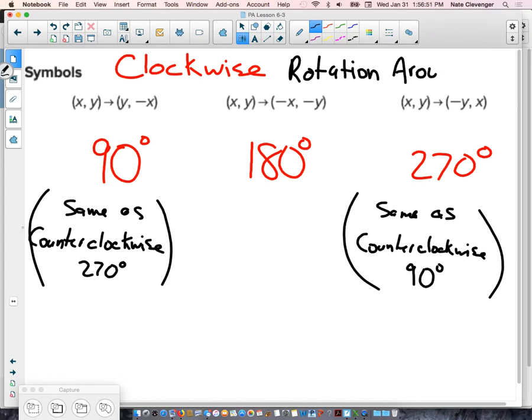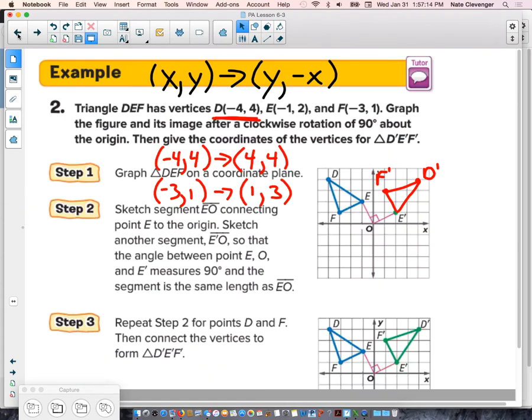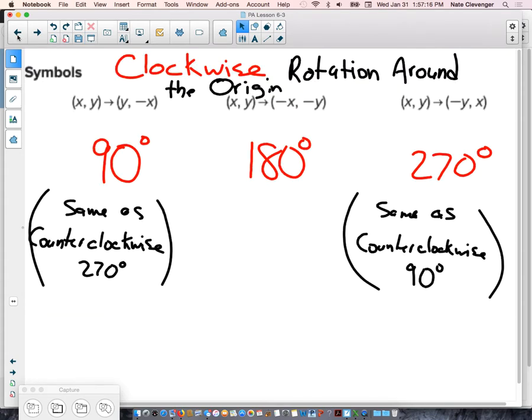Now, one other thing is that this is a clockwise rotation around, or about, the origin. It's this situation where this was rotated about the origin. Remember, I had to draw straight lines and count up how far to move stuff and all that kind of stuff. Well, this is going to make that process much simpler.